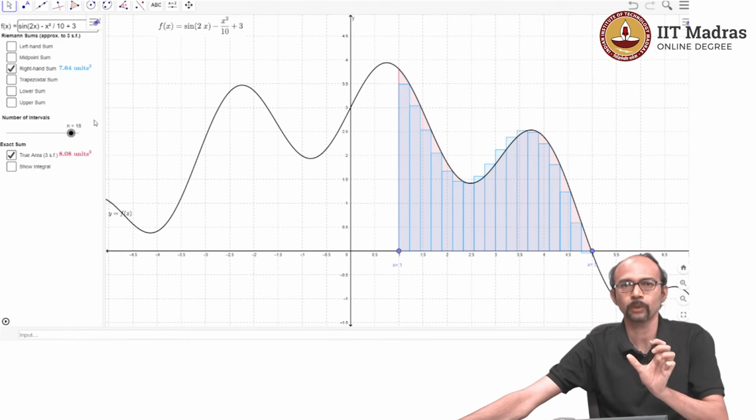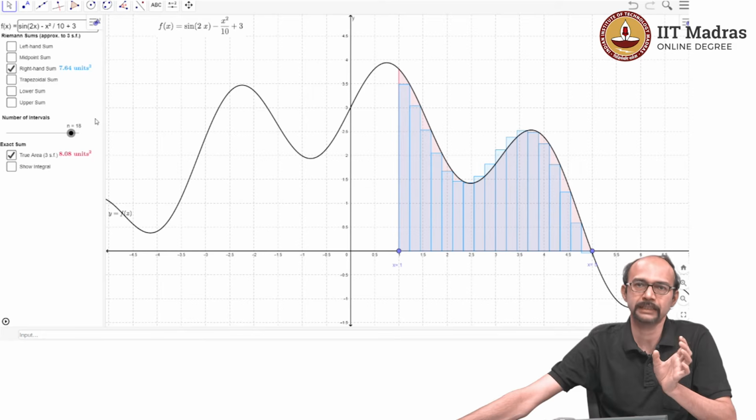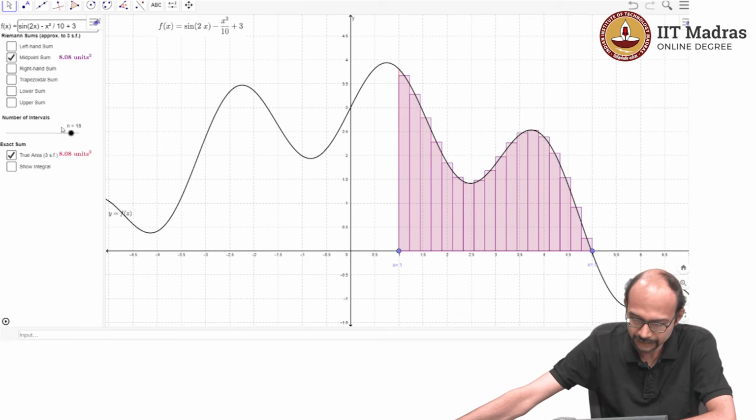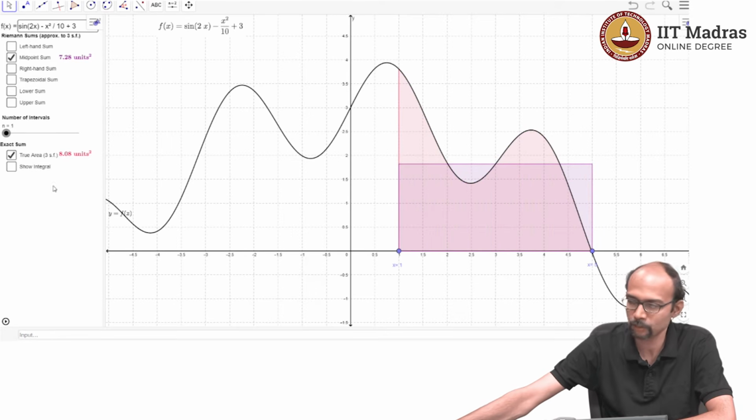So remember, xi star was any point between xi minus 1 and xi. It was a particular choice. Here we made the choice xi star is xi. So the right hand sum. Instead you could have the midpoint sum, let's say, and if you take the midpoint sum, what do we mean by midpoint sum? We mean you take xi star to be xi minus 1 plus xi divided by 2.